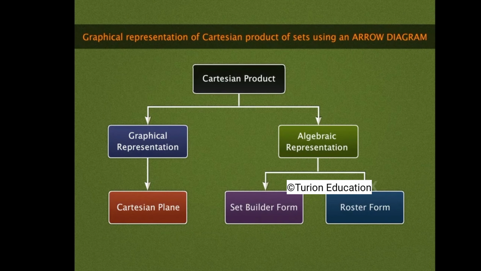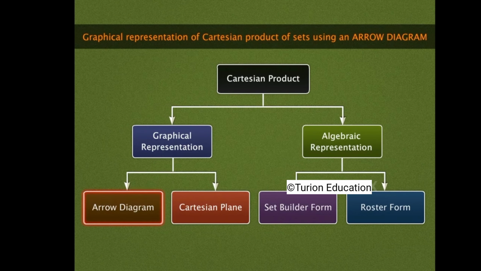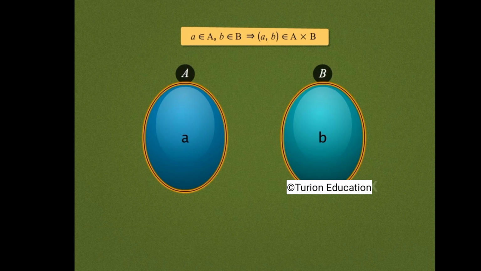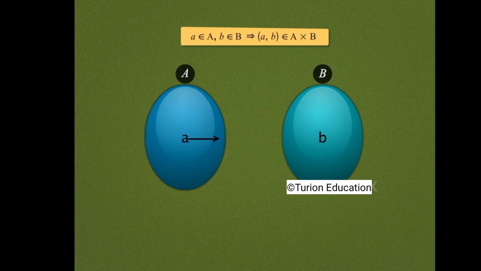Let us learn one more method of representing the Cartesian product graphically. This method is called the arrow diagram. In this method, we first use a Venn diagram to represent the two sets A and B. Then we use arrows connecting the first component of the ordered pair in set A to the second component of the ordered pair in set B.